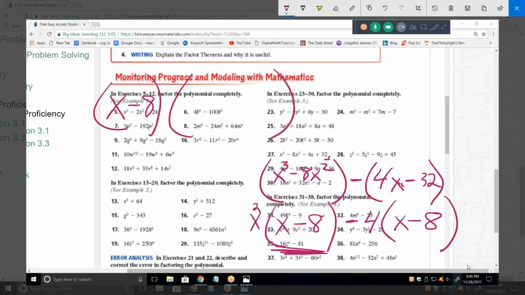The way you figure out what you have left is you divide both terms by that common factor. So what do you have left? What's that equal to?